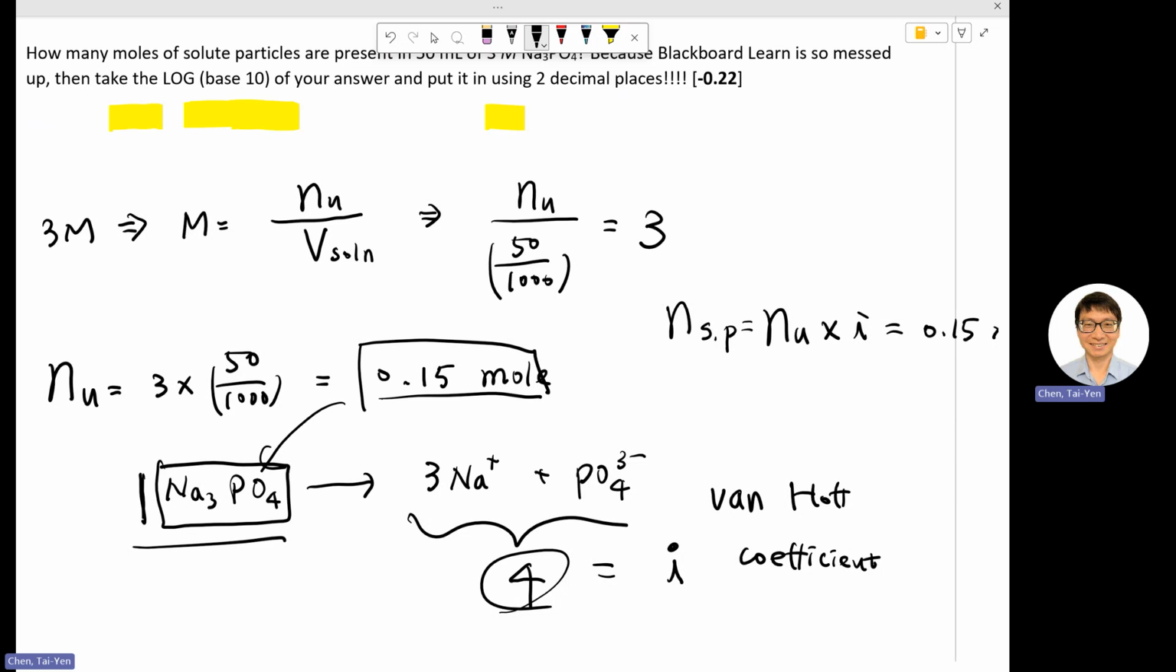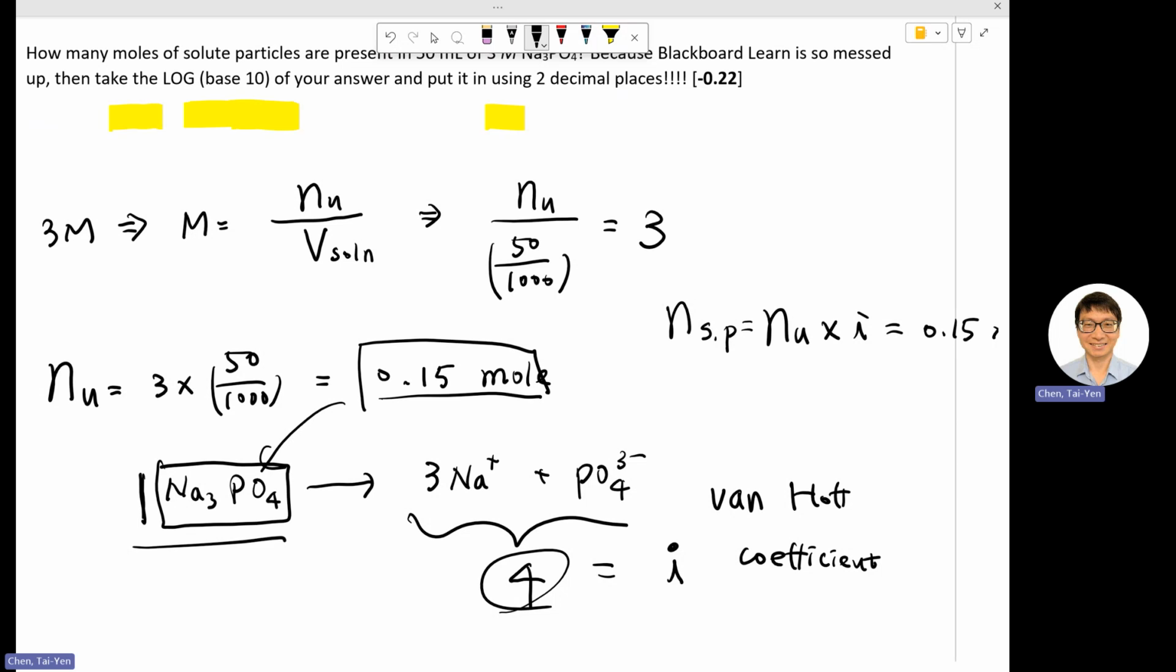How do I know it becomes 3 Na plus and 1 PO4 3 minus? The way you make the judgment is by looking at the periodic table. Group 1A prefers to be present as 1 plus. Group 2A likes to be present as 2 plus. Sodium is actually 1A, so it likes to stay as Na plus. That's why I wrote Na plus over there. If you look at your salt, you have 3 Na, therefore I put the coefficient 3 in front of the Na plus.